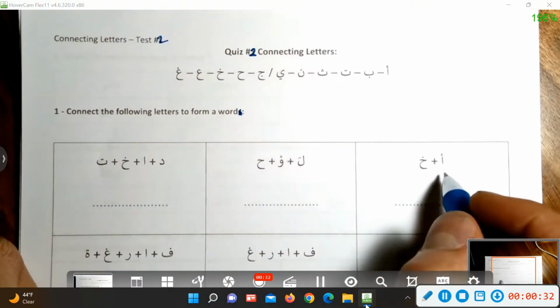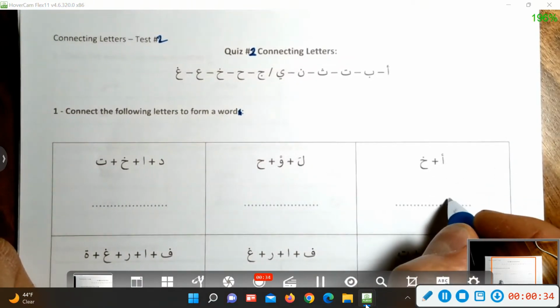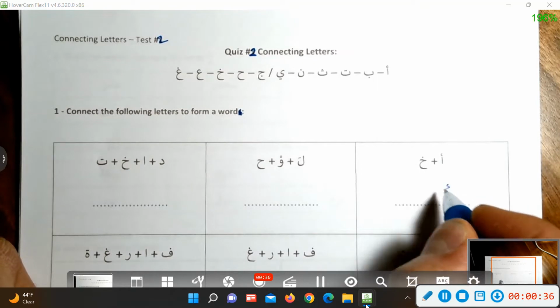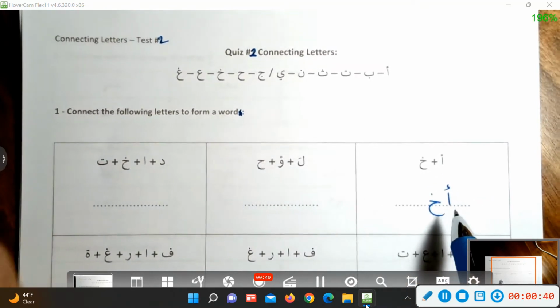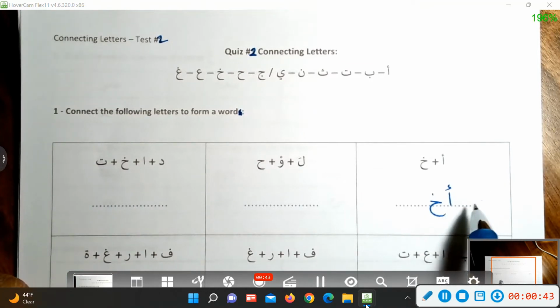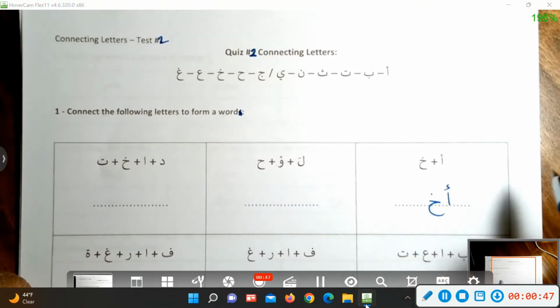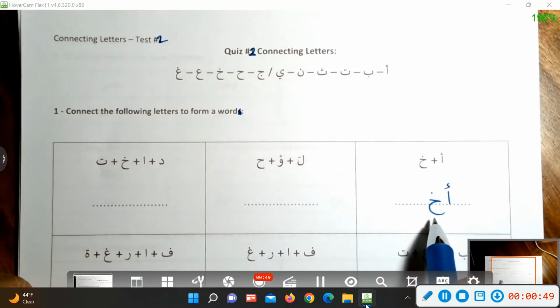So Akh. We connect Alif with Kha like that, just by keeping them side by side, because Alif does not connect to anything after it. So Kha stands alone here.